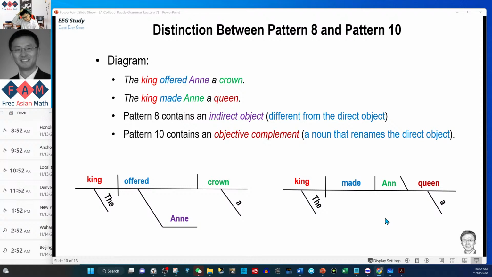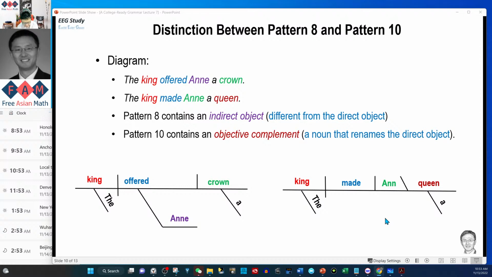Another way to think about this distinction is this way. In pattern number 8, how many objects do we have? Or how many essentially different nouns? We have 3, right? We have king, which is the subject. We have Anne, which is the indirect object. And then we have a crown. We have 3 different things.